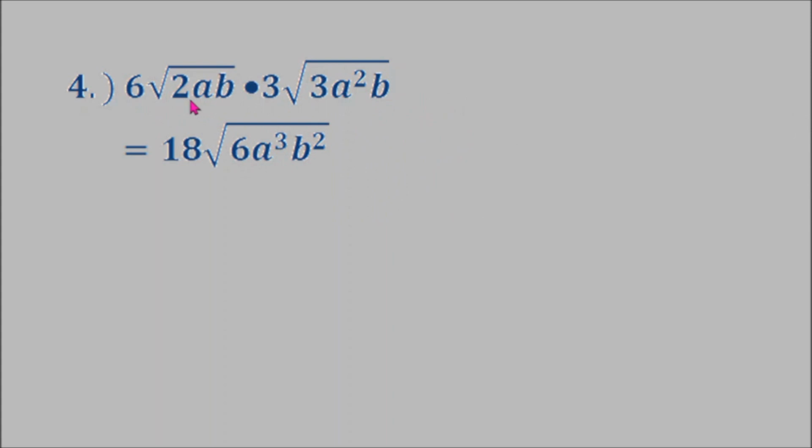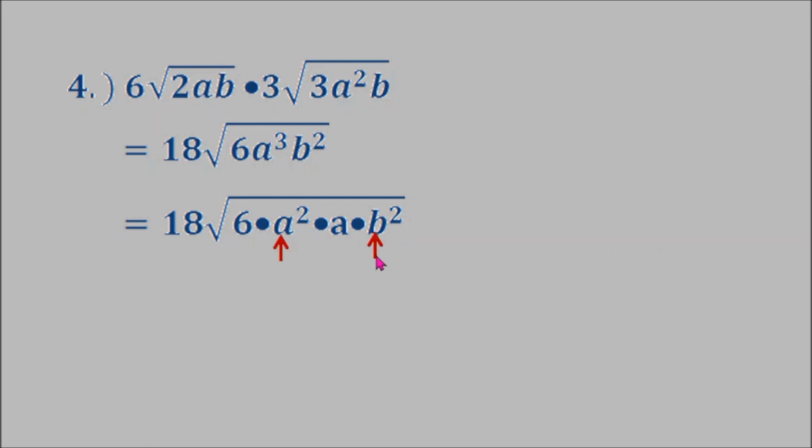And also we can multiply the radicands. So 2 times 3 is 6. Then a times a squared is a cubed, and b times b is b squared. So we can factor a cubed. That's a squared times a. And b squared is already a perfect square, so we don't need to factor.